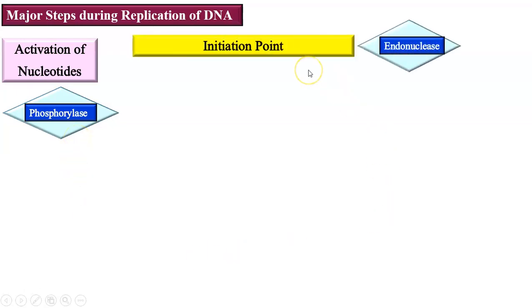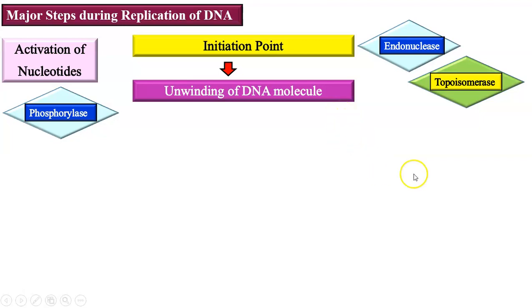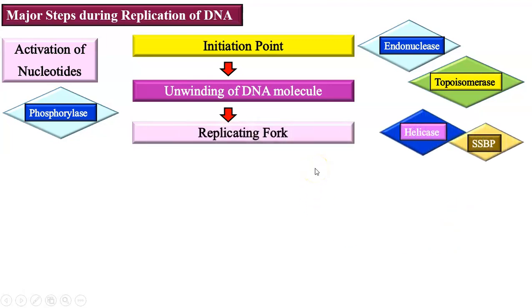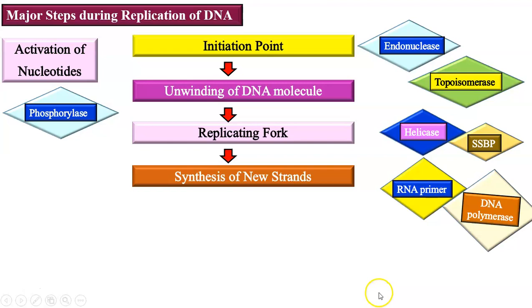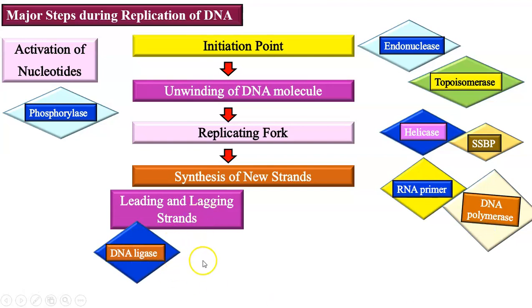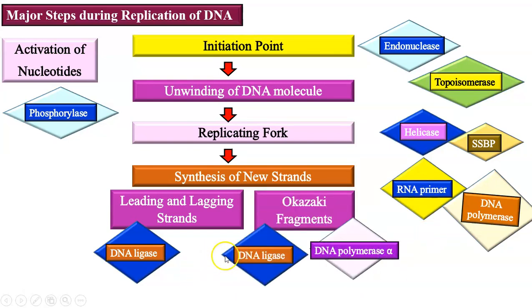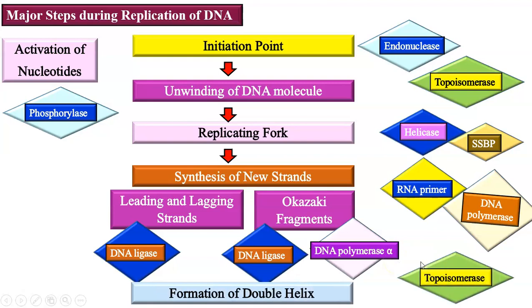Then there is initiation point. The endonuclease enzyme is active there. Unwinding of DNA molecule takes place. The enzyme responsible is topoisomerase. And then there is replicating fork formation due to the activity of enzyme helicase and single strand binding protein SSBP. And then synthesis of new strand with the help of RNA primer and DNA polymerase. We come across leading and lagging strands where DNA ligase is active, and then Okazaki fragments. Once again, we find the activity of DNA ligase and DNA polymerase alpha. And finally, we get formation of double helix, once again with the help of enzyme topoisomerase.